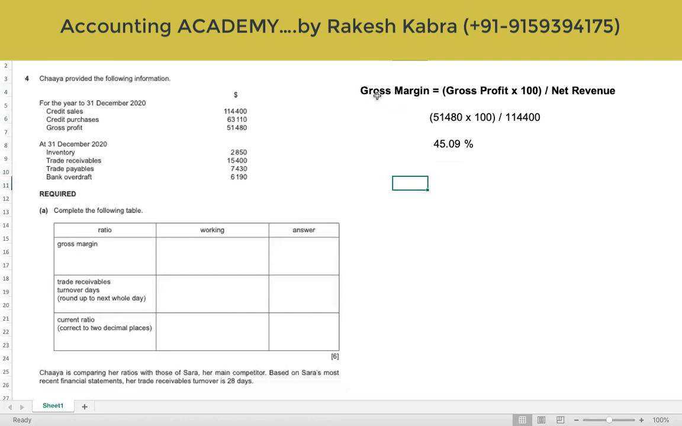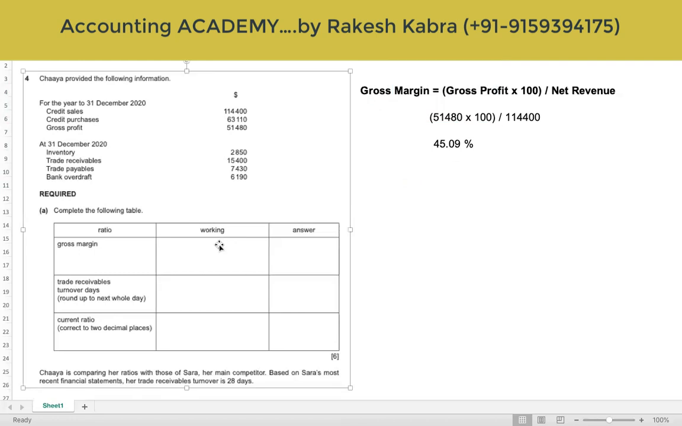Any doubt about the formula? Gross profit multiplied by 100 divided by net revenue. Gross profit is already given in the question, so I will use that figure and multiply by 100 divided by net revenue. So I got 45.09 percentage. This working we have to show in the working column, and the final answer, 45.09 percentage, I have to show in the answer column.